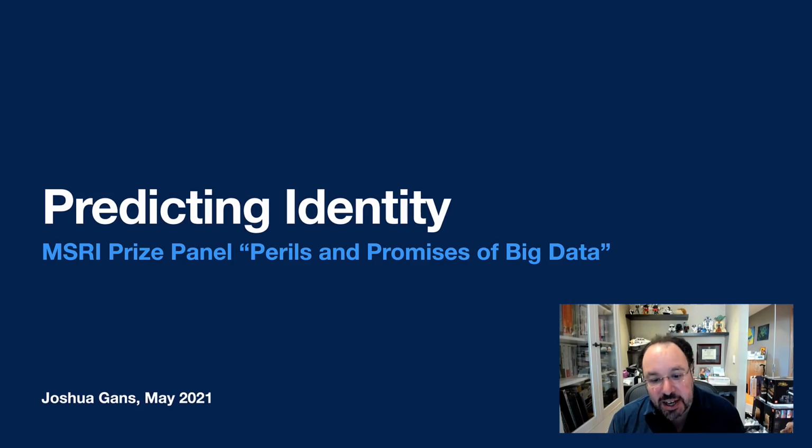Hello, I'm Joshua Gans. Today I'm going to be talking about predicting identity, which is one of the uses we put big data to. I want to suggest here that some of the issues and trade-offs that have been suggested in this problem are ones that have been somewhat misplaced. And this is informed somewhat by Daron Acemoglu's research on networks and interactions on networks.